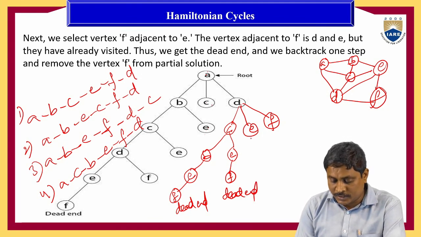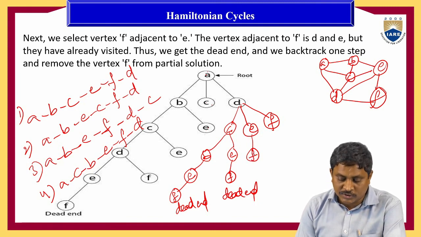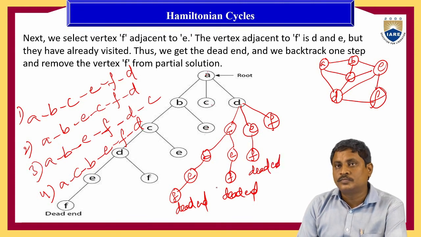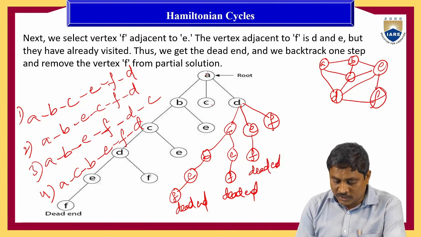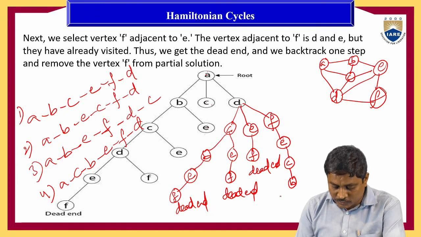Again come back. D is adjacent to E. E is adjacent to F. F is not adjacent to C or B, so it also forms a dead end. D adjacent to F. F is adjacent to E. E adjacent to C. C adjacent to B. B is adjacent to A. So again come back to A. So it forms a solution path.